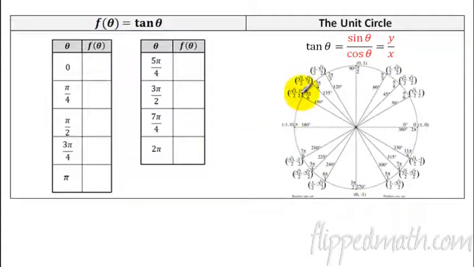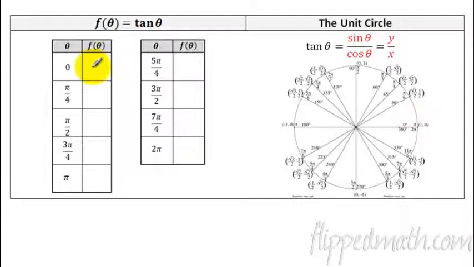So hopefully by now you're getting used to this unit circle. We take the y value divided by the x value at whatever angle we're looking at. So let's start off with the easy ones, like 0. When is tangent going to equal 0? It's when the top is a 0. So when is the y value 0? Here. So let's find the tangent of 0 degrees, or 0 radians.